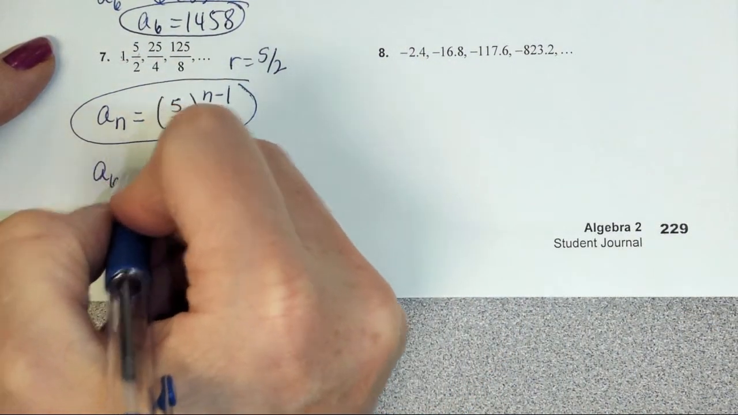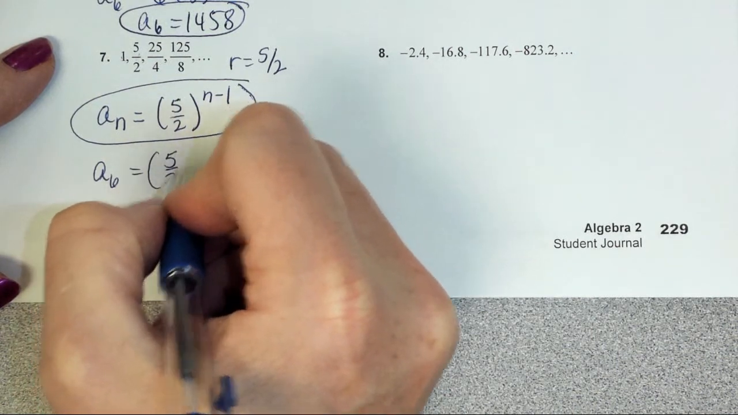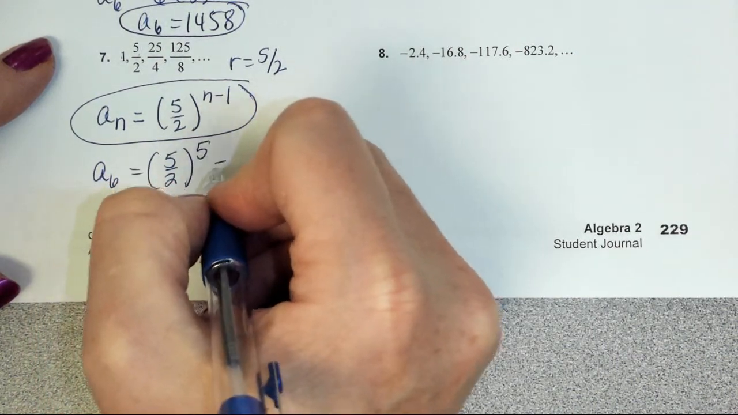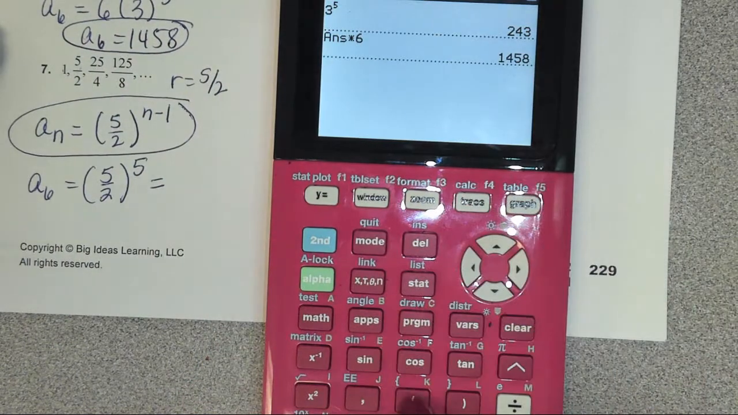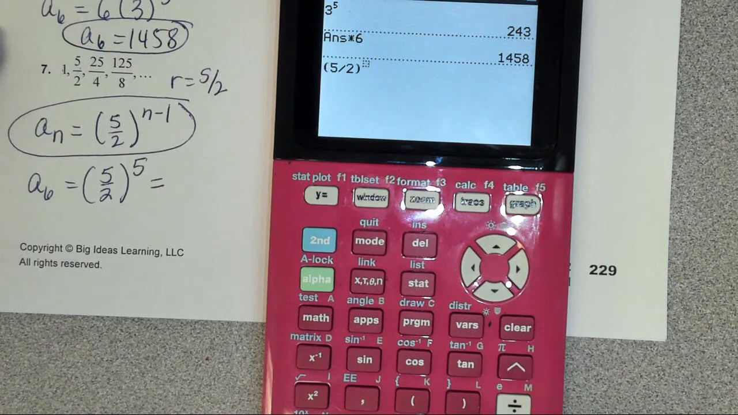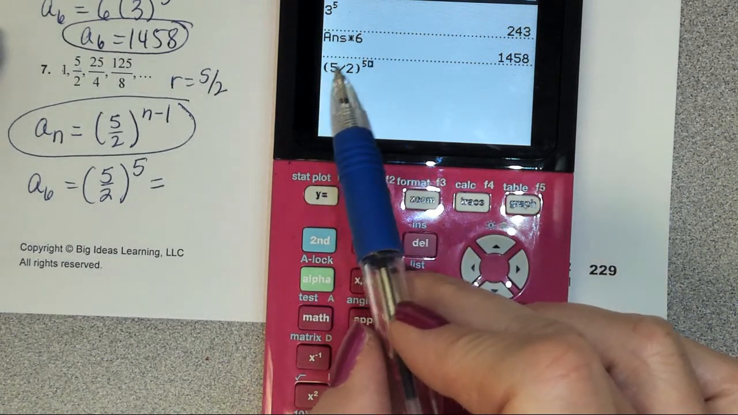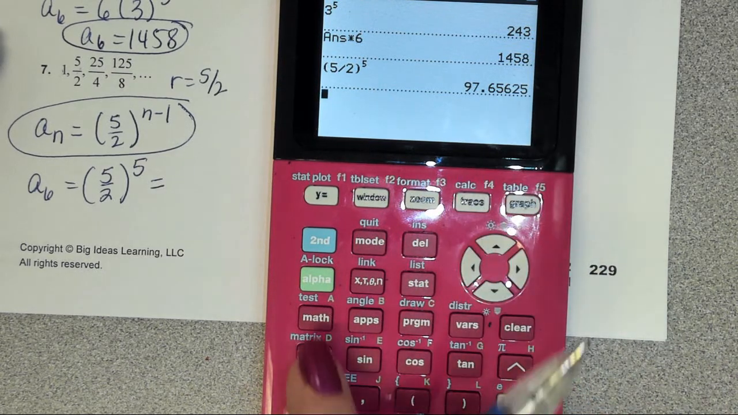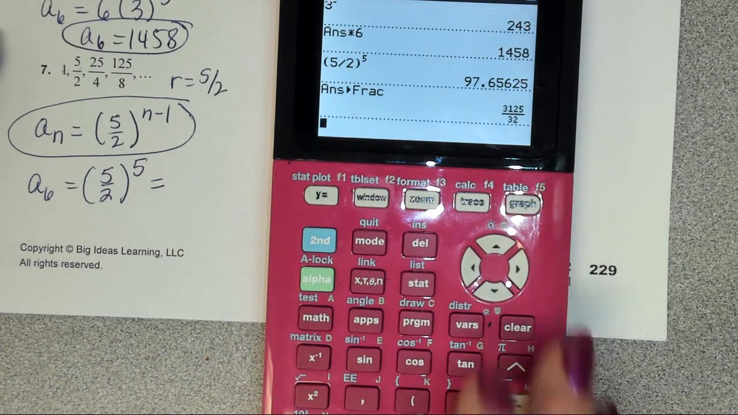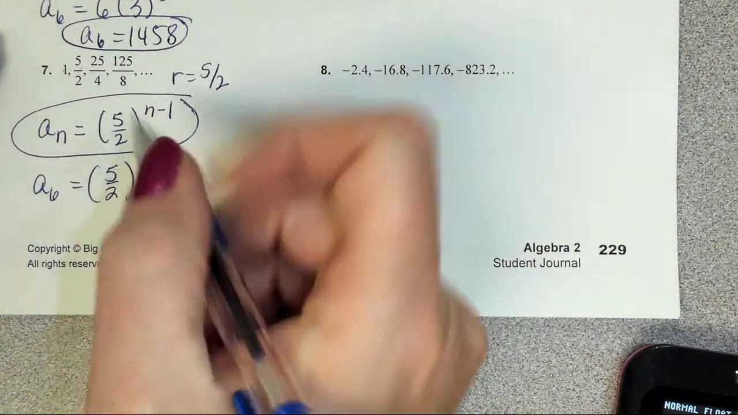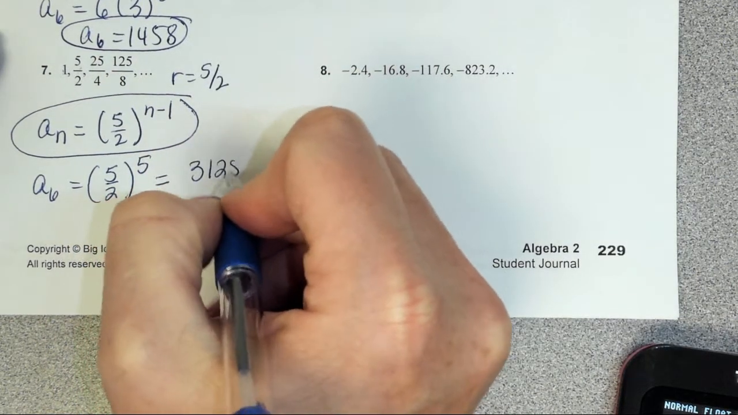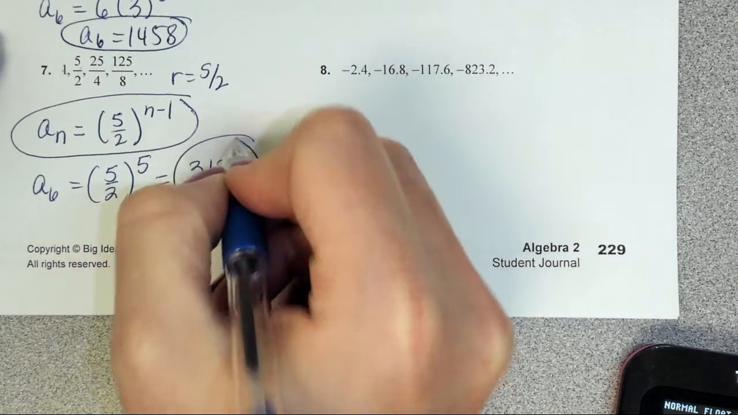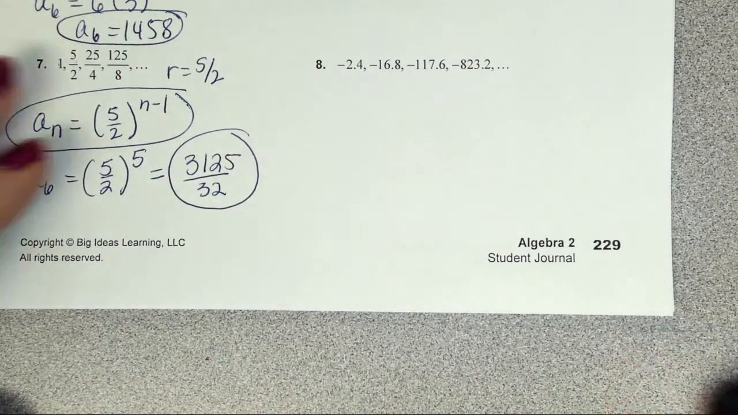And then to find the 6th, it's just going to be 5 halves to the 5th. If you're going to do this on your calculator, you need parentheses: 5 divided by 2, to the 5th. But really, guys, all that means is 5 to the 5th over 2 to the 5th. I don't want to have that decimal answer, so I'm going to math frac, and we get 3125 over 32. 3,125 over 32. Okay, easy enough? All right, let's come over here to the next part.